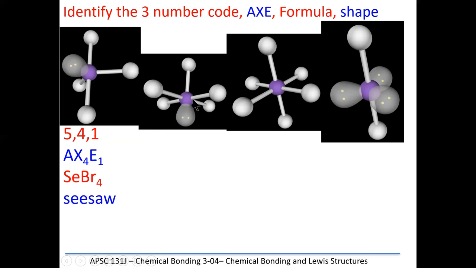This example, it's a 6, 5, 1. It's a square based pyramid. AX5E. And then the central atom is going to supply 7 electrons. So it's a halogen attached to 5 other halogens. So iodine with 5 fluorines. Square based pyramid.